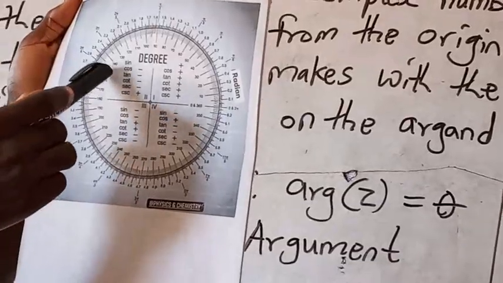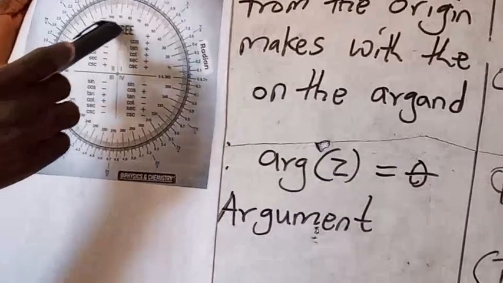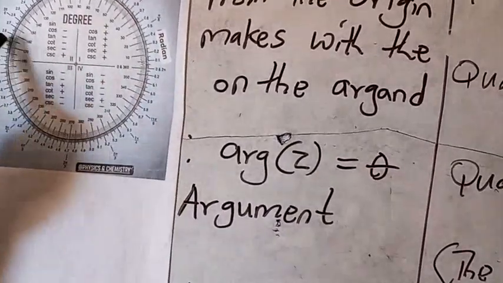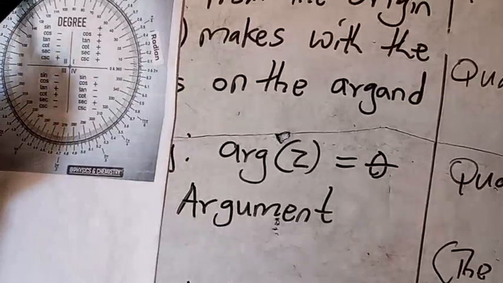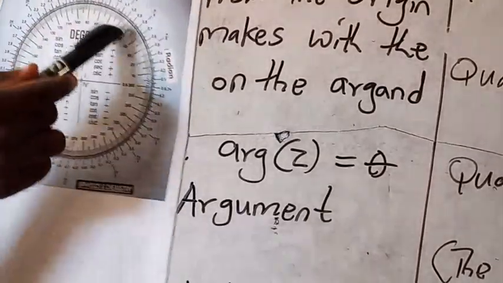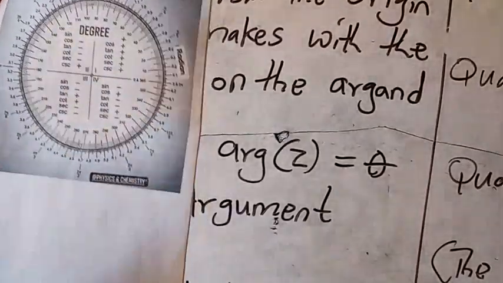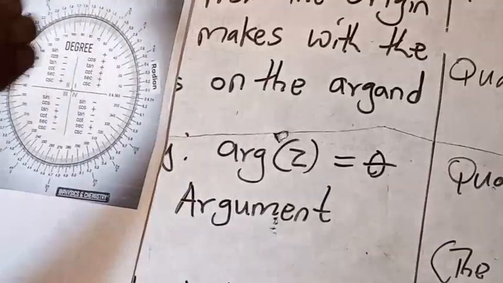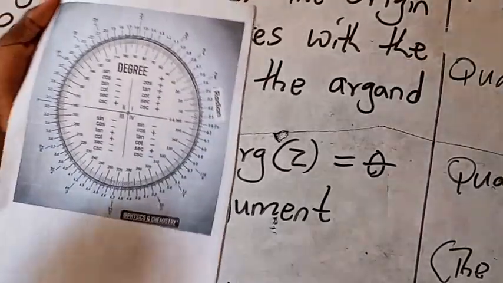Then all these numbers here, 140, all these ones, they are in degrees. 90 degrees, 70 degrees. All these upper parts are in radians, while this inside part is in degrees. So we want to convert. I will show you a formula used to convert from degree to radian and from radian to degree. Well, we'll get to that stage.